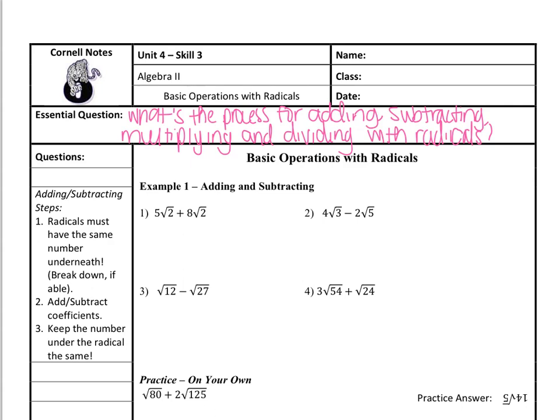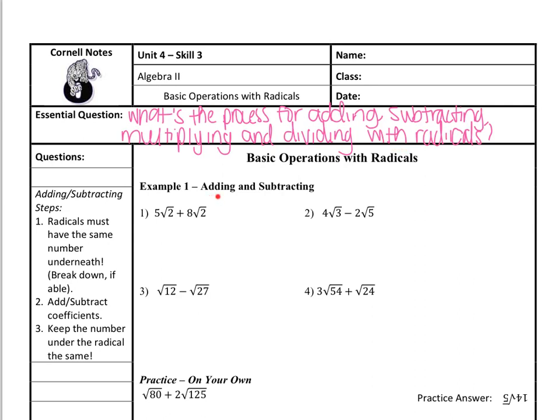We're taking a look at Unit 4, Skill 3, Basic Operations with Radicals. Your essential question says, what's the process for adding and subtracting radicals? I included all of them, sorry. Adding, subtracting, multiplying, and dividing with radicals. So we're going to hit all 4 of those topics today.